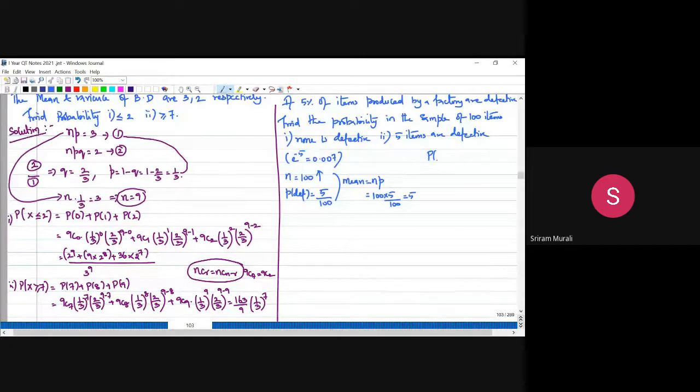You know what the distribution is: e power minus lambda, lambda power x by x factorial. So this is the distribution. The first problem, none is defective, that is 0. Probability of x is equal to 0 is e power minus 5, 5 power 0 by 0 factorial.